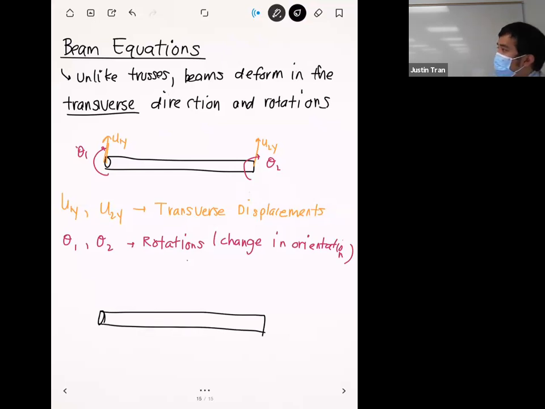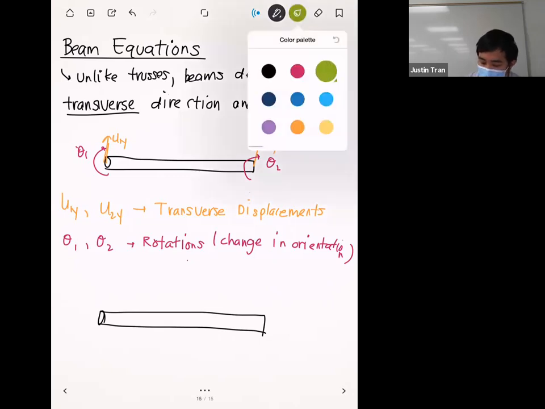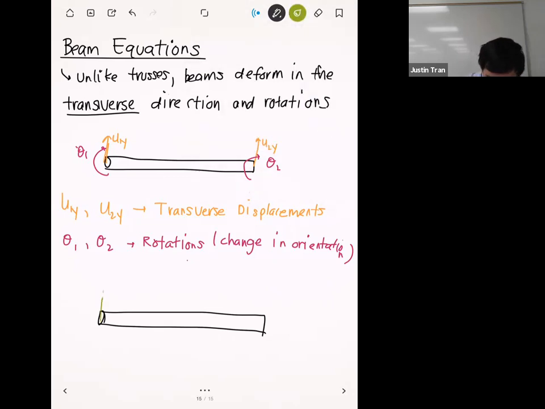And so causing these two deformations, we have to have forces in those directions as well. In the transverse direction, we're going to have transverse forces. This is going to be F1y and F2y.